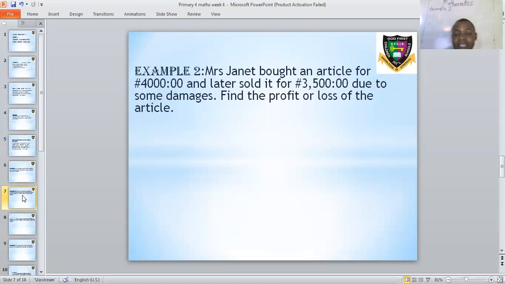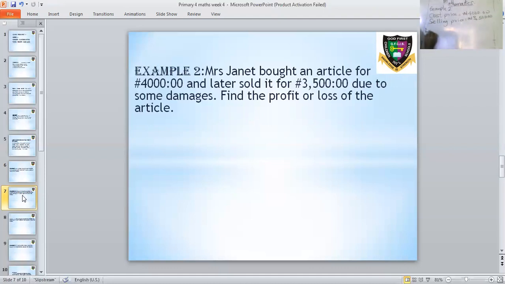You should know that Mrs. Janet is making a kind of loss on that article. Now, the cost price is 4,000 naira, and the selling price is 3,500 naira. Now let's determine the loss.